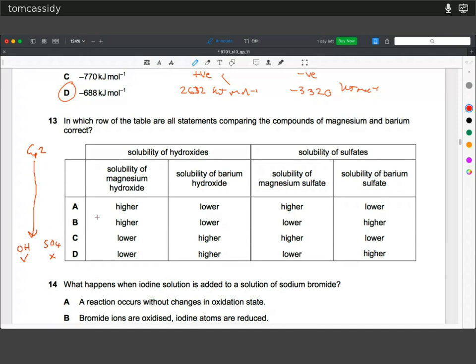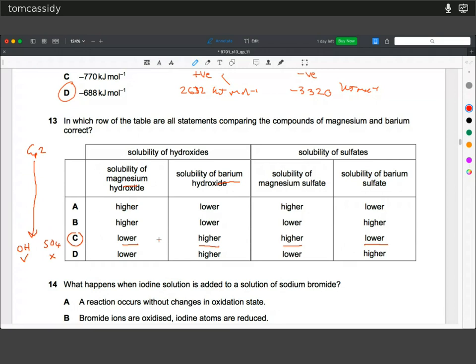So you now need to look across here, and it's going to be the answer there, because comparing magnesium and barium, barium is further down group 2 than magnesium, and we're looking at hydroxides here. So the solubility is increasing as we go down, so that's correct. And for sulfates, as you go down, they become less soluble. So magnesium sulfate will be more soluble than barium sulfate. So row C here is the right answer.